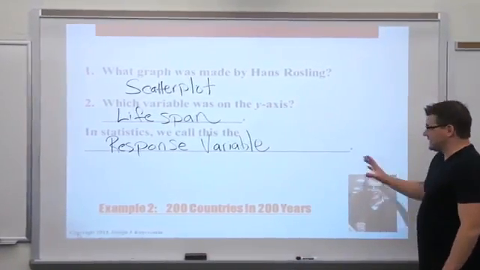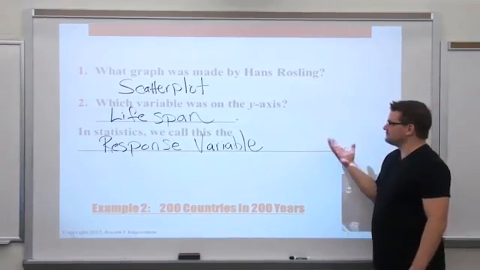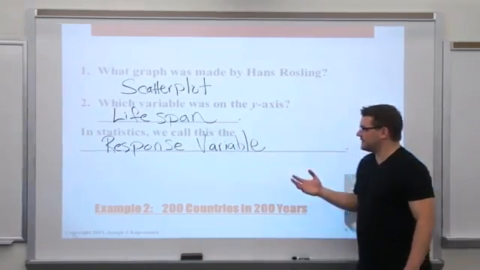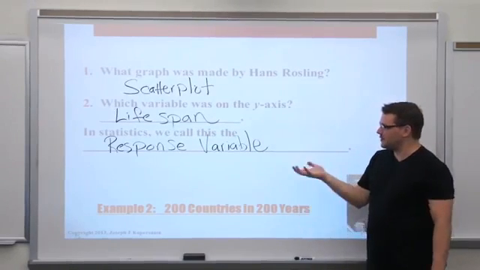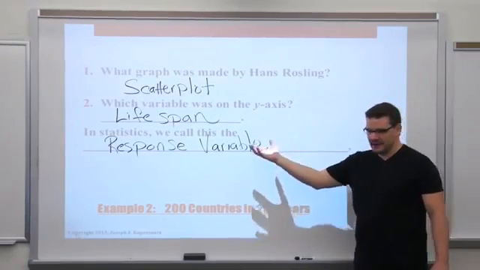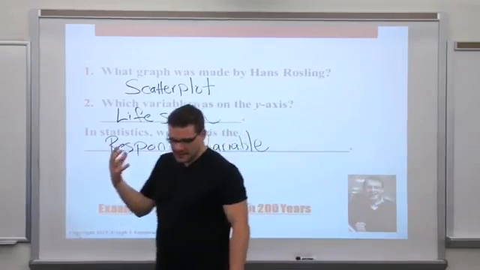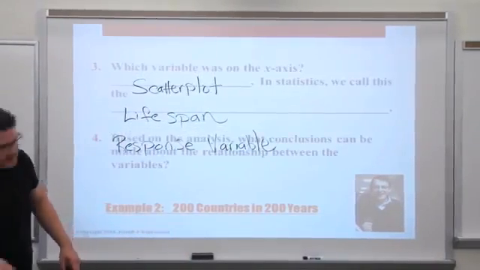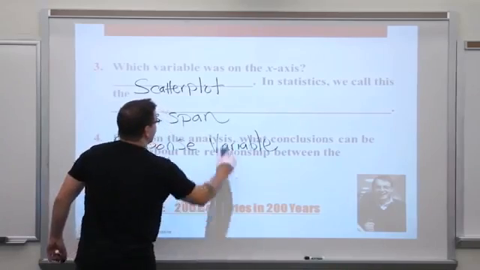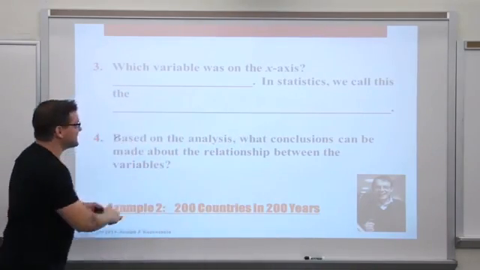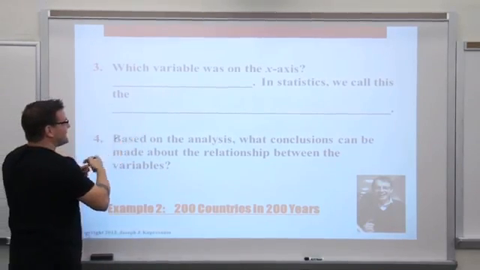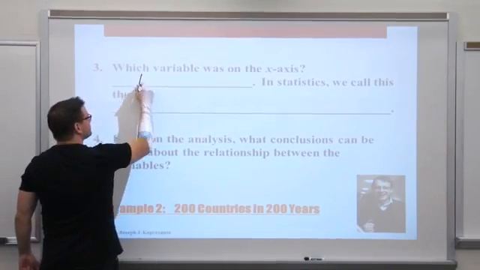In the video, Hans was trying to predict a country's lifespan that goes on the y-axis. And what variable was he using to predict lifespan? He was using income. Okay. So number 3, which variable was on the x-axis? And what the heck do we call that in statistics? On the x-axis was income.